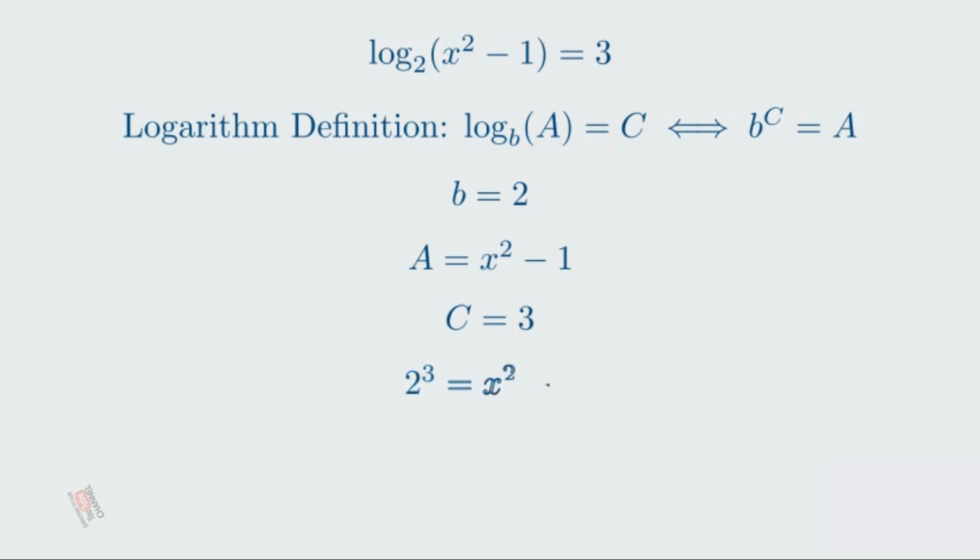This is a much simpler algebraic equation to solve, and it shows the power of converting between logarithmic and exponential forms. Our next step is to calculate 2 to the power of 3. 2 cubed means 2 multiplied by itself 3 times.